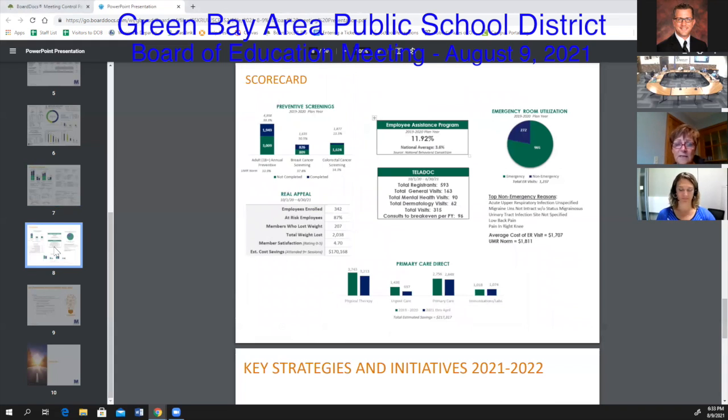This next slide is a scorecard. As we develop strategies and bring strategies to you, we are really working to measure the impact and success of those strategies. On the scorecard, on the far left, the preventative screenings, I talked about this a little earlier.